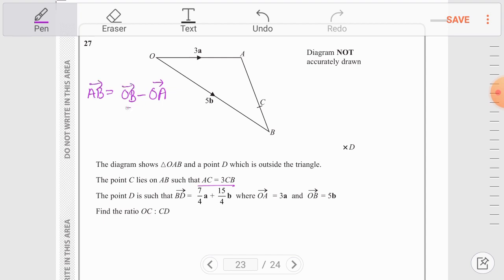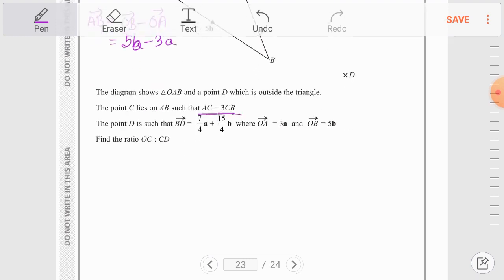OB was 5b minus 3a. So this is the value of AB. And now we need to find the ratio of CB to AB. We can do this using this line: AC is equal to 3CB.